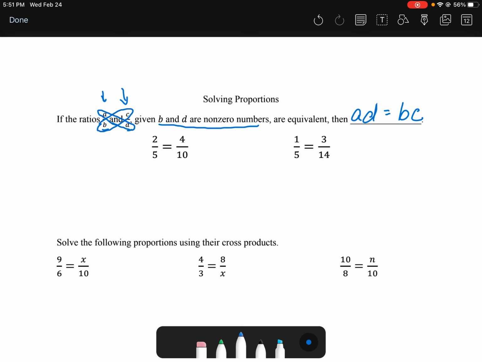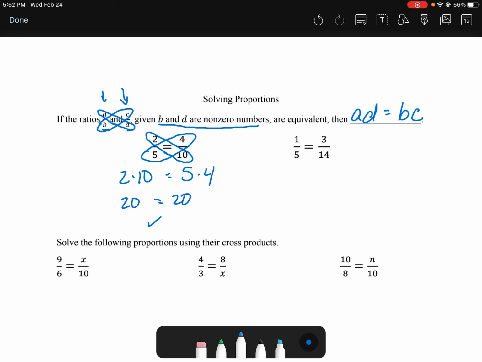So for example, if I have 2/5, and I want to see if that's equal to 4/10, I can do this cross multiplying and see if those products are equal to one another. So I can see if 2 times 10 is equal to 5 times 4. 2 times 10 is 20, and 5 times 4 is 20. So yes, these two fractions are equal to each other.